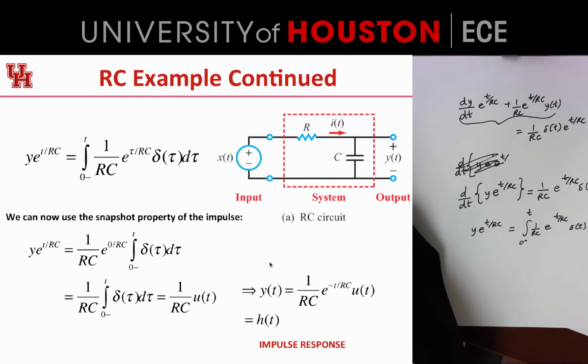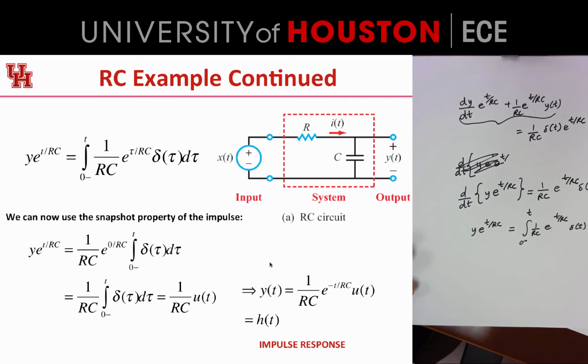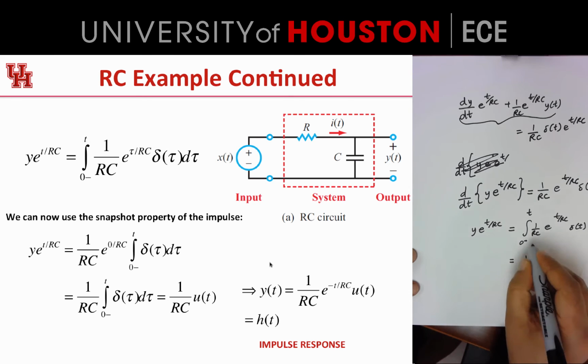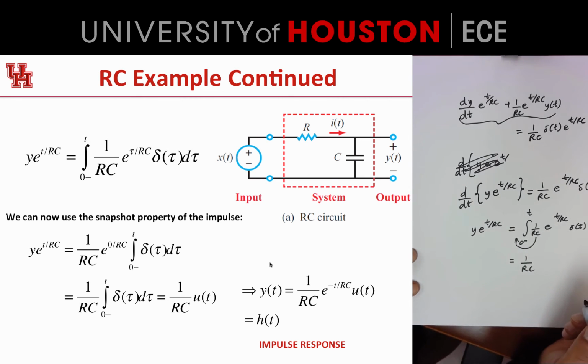And we can now use the sifting property, or the snapshot property, of the impulse. So the right hand side is given by 1 over RC, which comes outside, and e to the t over RC gets sampled at the time where delta of t is non-zero. And that only happens when t is 0. So e raised to 0 is just 1. So it's just 1 over RC. And this function only lives to the right of the axis, so we have to multiply that by the unit step.